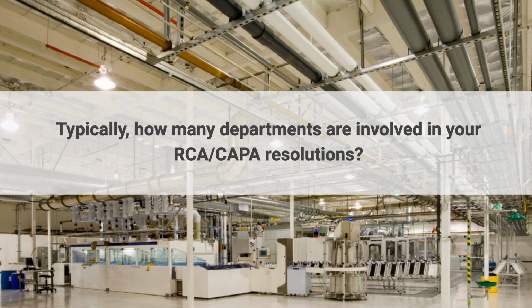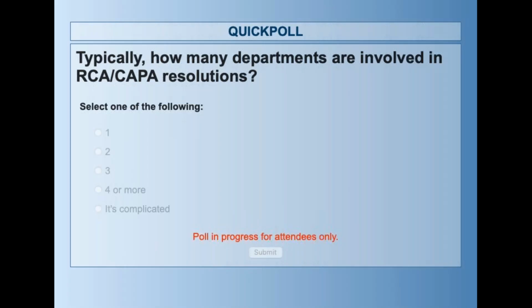So great question, Bernie. We've got another one from Cheryl coming up too, but I wanted to launch the last poll, getting in the weeds a little bit. Typically, how many departments, Bernie said it earlier, right? He typed it in. I appreciate your thoughts, Bernie. How many typically? Again, this is going to vary a little bit. How many departments are involved in your RCA and CAPA resolutions? Really want to understand from your standpoint, so you should be able to vote now.